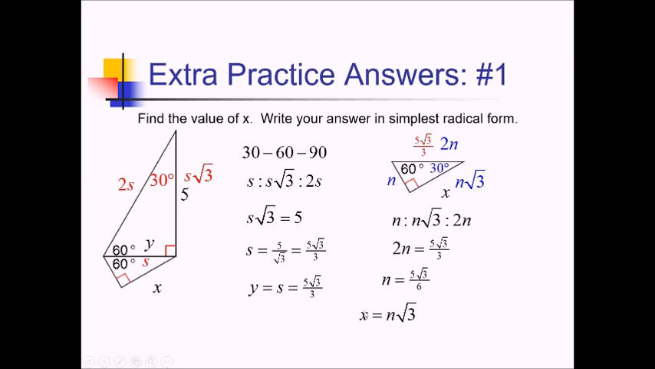So that means that x is going to equal 5 root 3 over 6 times this radical 3. And if we have a radical 3 times a radical 3, that's going to give me a 3 up here. 3 times 5 is going to give me 15 over 6. And then I can reduce that, let's see, reduce it by 3s, that's going to be 5 over 2.